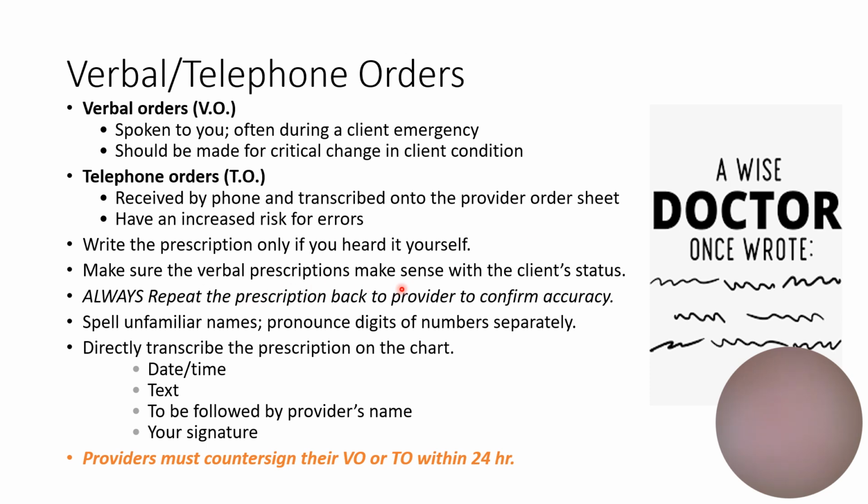Make sure the verbal prescription makes sense with the client's status. Always repeat the prescription back to the provider to confirm accuracy. Spell unfamiliar names, pronounce digits of numbers separately. Directly transcribe the prescription on the chart. Date and time, text, to be followed by provider's name, your signature. Remember, providers must countersign VO or TOs within 24 hours.